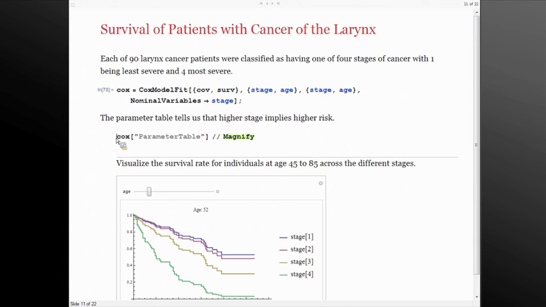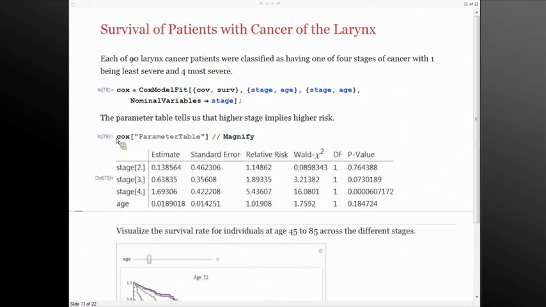Once I've done that, this model that comes out works very much like a linear model fit. I can extract all sorts of properties. One that I think is really interesting and important is this parameter table. It has lots of good information stored in it. So the parameter estimates themselves, something about how significant those parameter estimates are. And the column that I find most interesting is this relative risk column.